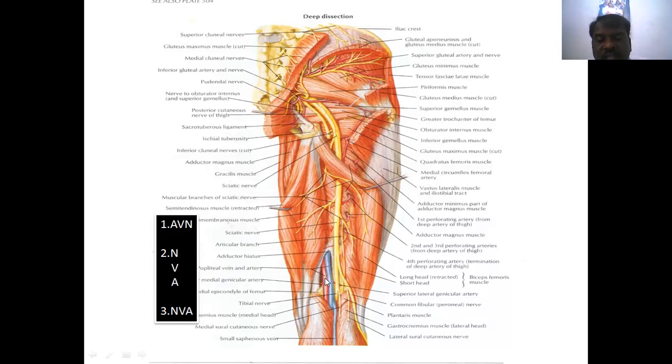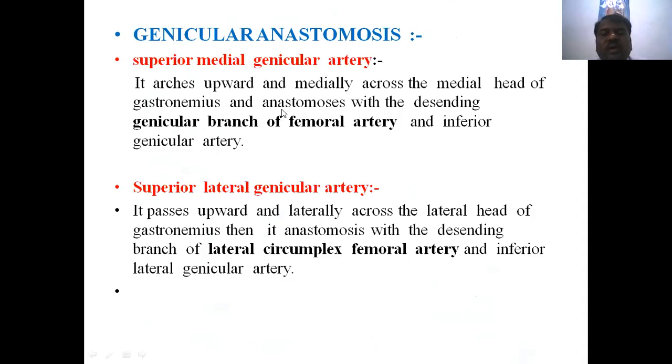Anteriorly, we can identify the popliteal artery. Whereas in the lower part, we can identify the nerve on the lateral side, the vein in the middle, and the artery on the medial side. So the arrangement of the blood vessels, the neurovascular bundle in the popliteal fossa, is different in the upper, middle, and lower parts.